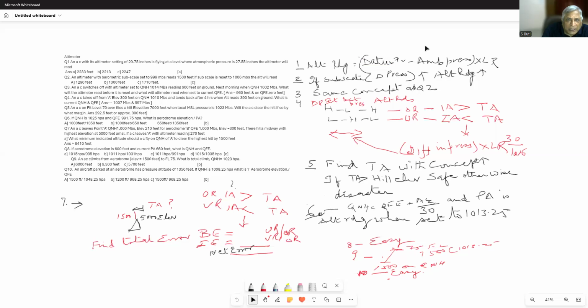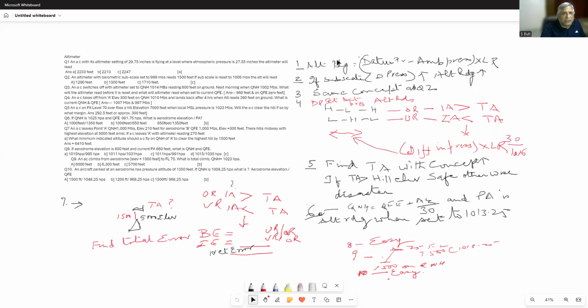Datum pressure minus the pressure at that altitude, called ambient pressure, into the lapse rate. If both these are in hPa, multiply with 30. And if both these pressures are in inches, multiply by 1016 feet per inch. That is the lapse rate, and that's the standard lapse rate on which your altimeter is calibrated.